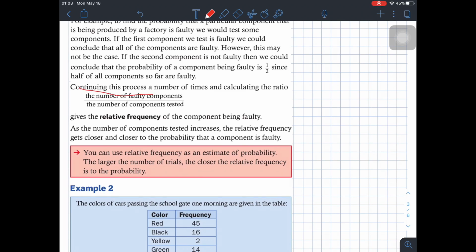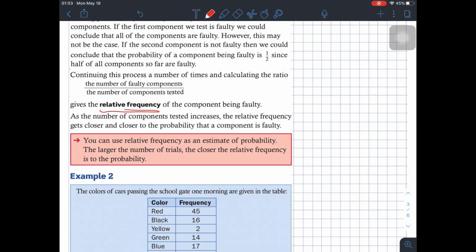Okay, continuing this process a number of times and calculating the ratio, number of faulty components divided by number of components tested, gives the relative frequency of the component being faulty. Okay, so if we repeat this experiment probably like 1,000 or 10,000 times, we would get a more accurate probability of getting a faulty component, right? So that's what experimental probability is about, doing the experiment lots of times until you get a stable number for the probability, okay?